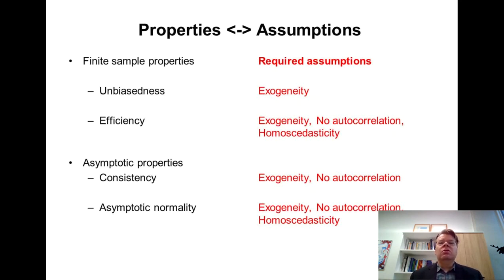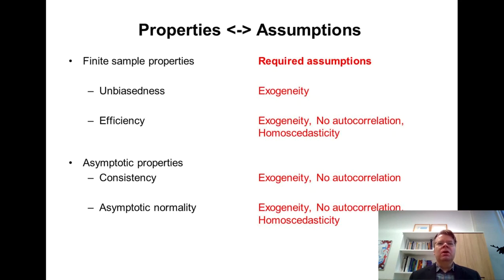And later on, when we consider possible violations of these assumptions, this table is also useful to understand what happens to our OLS estimator if exogeneity is violated, or if we have autocorrelation, or if we have heteroscedasticity, and how we might then improve it to deal with those kinds of violations.